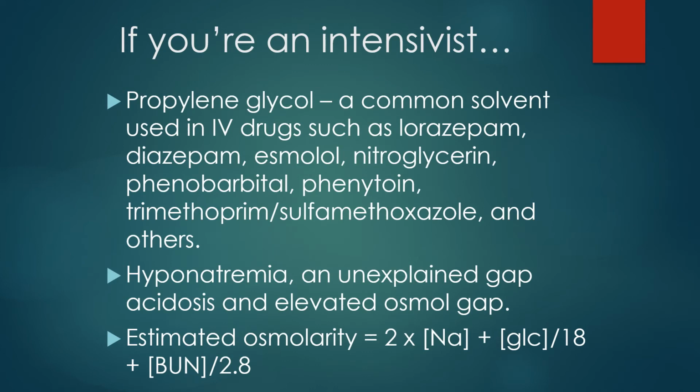If you're taking care of patients in the ICU, you need to be aware of this. Propylene glycol is a common solvent used in IV drips given in the ICU setting, such as lorazepam, diazepam, esmolol, nitroglycerin, phenobarbital, phenytoin, trimethoprim-sulfamethoxazole, and others. Any unexplained hyponatremia associated with a high anion gap metabolic acidosis with an elevated osmolar gap, which is the measured osmolality minus the estimated osmolality, should prompt the diagnosis of propylene glycol toxicity. It may also cause CNS depression, arrhythmias, and renal dysfunction.